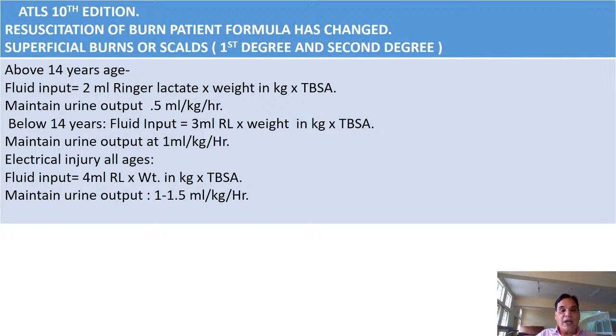That means don't overhydrate them. 0.5 ml per kg is satisfactory. Below 14 years, it is 3 ml of RL per kg, and urine output 1 ml per kg per hour. Electrical injury of all ages. Electrical injury has been given more weightage.